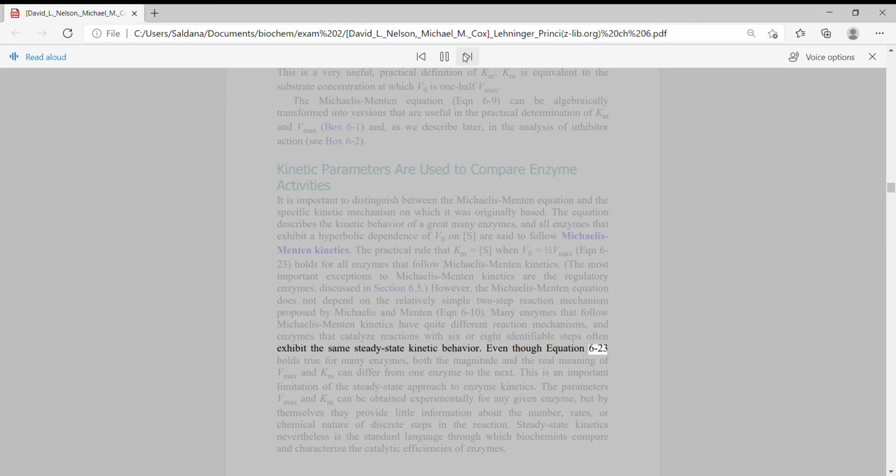Even though Equation 6-23 holds true for many enzymes, both the magnitude and the real meaning of Vmax and Km can differ from one enzyme to the next. This is an important limitation of the steady-state approach to enzyme kinetics. The parameters Vmax and Km can be obtained experimentally for any given enzyme, but by themselves they provide little information about the number, rates, or chemical nature of discrete steps in the reaction. Steady-state kinetics, nevertheless, is the standard language through which biochemists compare and characterize the catalytic efficiencies of enzymes.